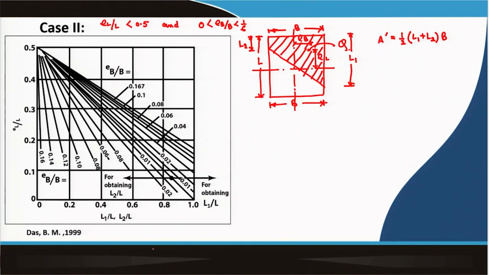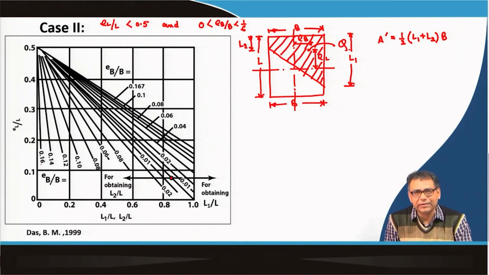In this figure there is this straight line, and on this side you can see E B by B is 0.01, 0.02, 0.04, 0.06 up to 0.167, and this side also goes 0.01, 0.02, 0.08 to 0.167. So both sides it is E B by B. If I go towards the right side direction, I will get L 1 by L, and if I go towards the left direction, I will get L 2 by L.